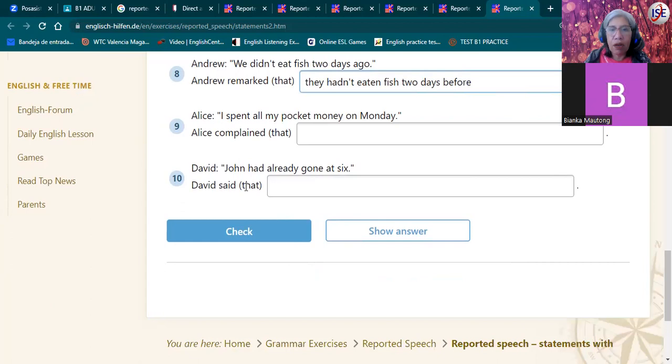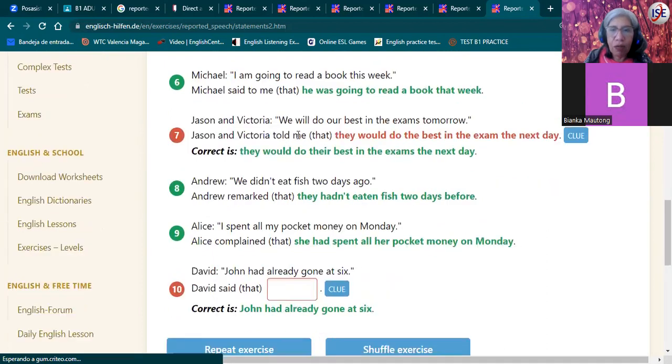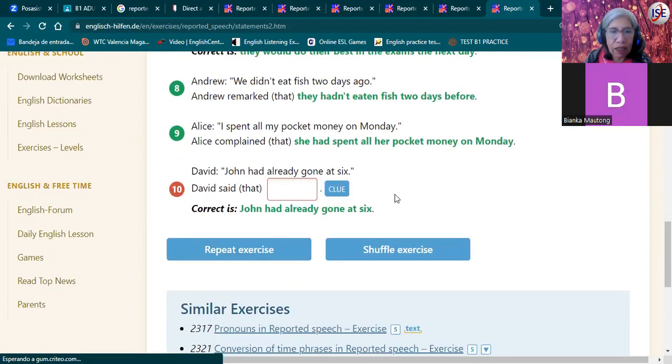I spent all my pocket money on Monday. Alice complained that she had spent all her pocket money on Monday. John had already gone at 6. This one, don't worry, because we haven't had past perfect. Okay? Past perfect is not in the course program. They would do their best in the exams. Me faltó la S. It's okay. John had already gone at six. David said that. Don't worry, because past perfect is not in the program for B1. It is in the program for B2.